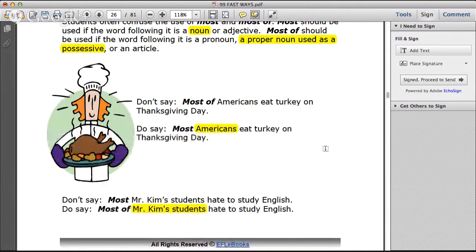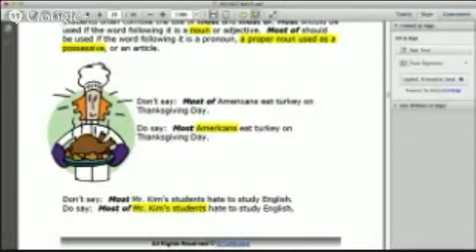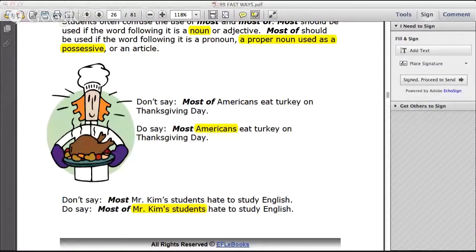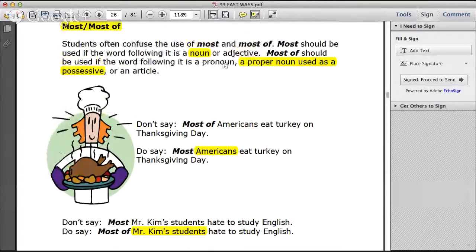Okay. So we've got about 5 minutes left. Not too much time to do this, but we are going to try. All right. So, Oksana, let's have you create a sentence with most. After most, you're going to put either a noun or an adjective.